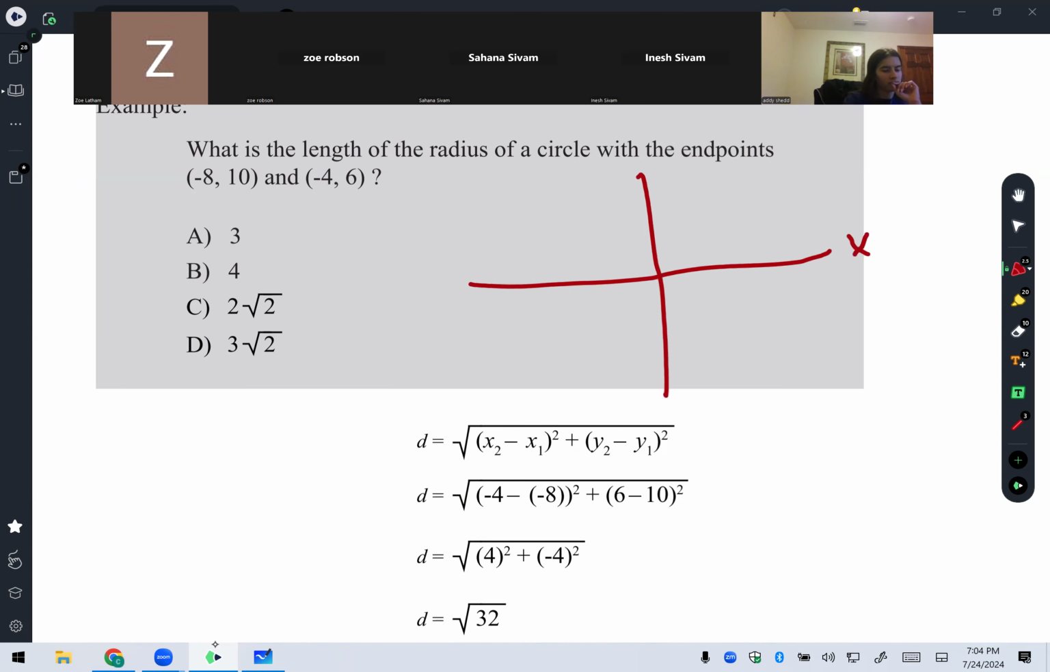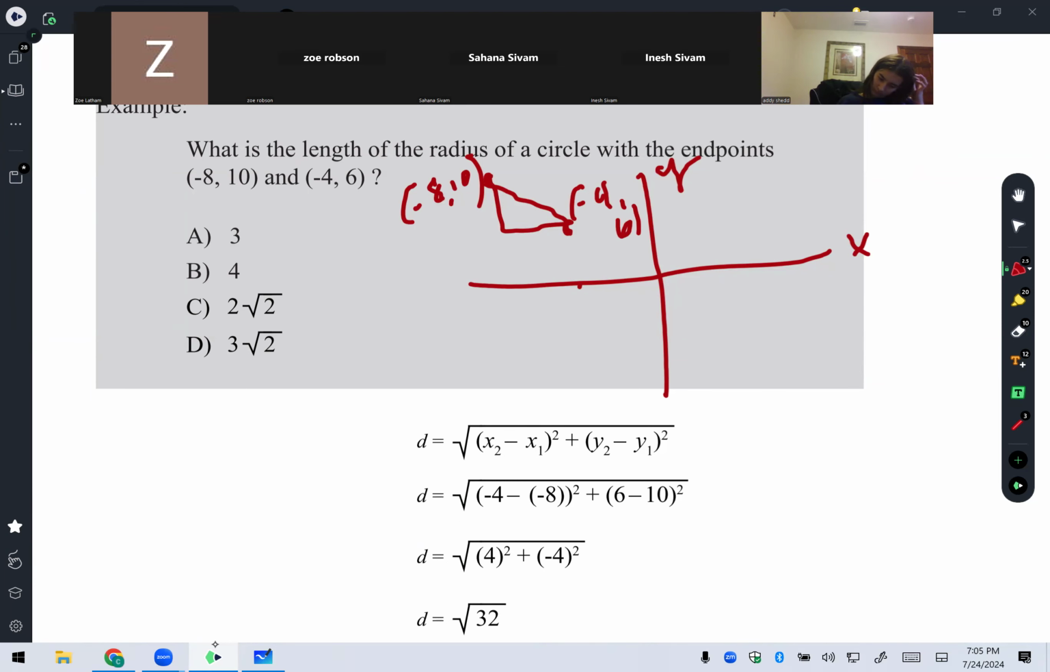I'll show you why. They say -4, 6 is an endpoint, and then -8, 10. I don't like the distance formula so much. She likes to create a right triangle, because I might get messed up with negative signs here.